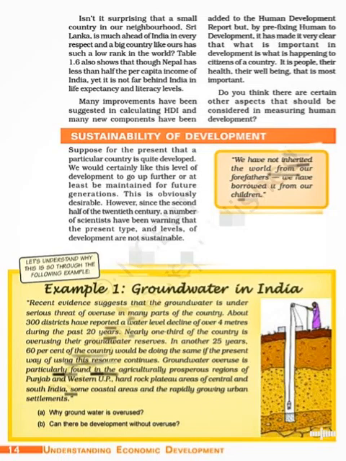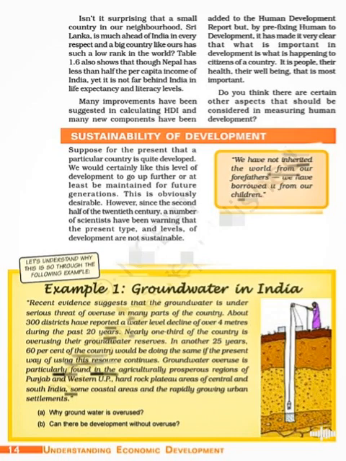Now moving to page 14, if we look at table 1.6 on page 13, then isn't it surprising that a small country in our neighborhood, Sri Lanka, is much ahead in every respect? That is, if we talk of per capita income, life expectancy at birth, literacy rate. So in all parameters, Sri Lanka is better than India, and a big country like ours has such a low rank in the world. Table 1.6 also shows that though Nepal has half the per capita income of India, yet it is not far behind India in life expectancy and literacy level.